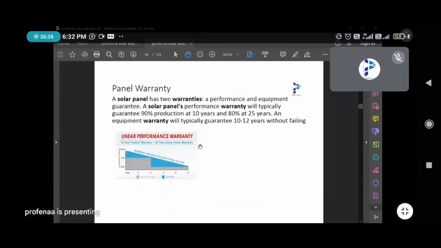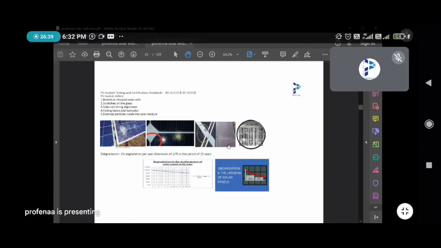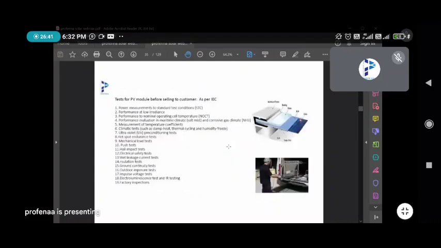See, what is the panel warranty? They are giving 25 years of panel warranty. For the initial 10 years the production is 90%. After that, for the next 15 years it will come down to 80%. So these are the maintenance points of view. These are the testing procedures which I have written.